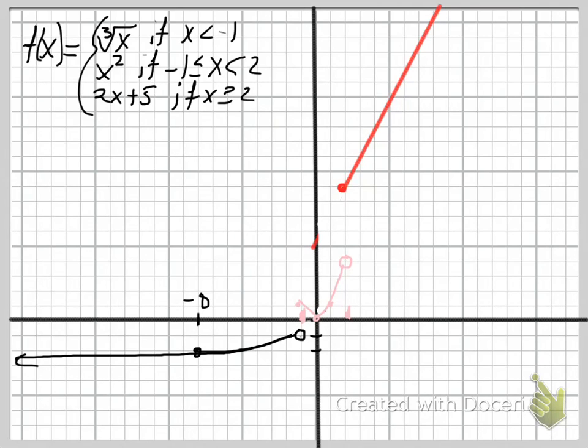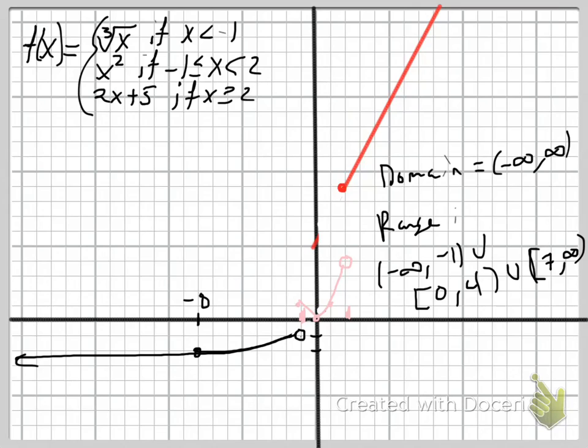So let's do the domain. Alright, so for the domain it's everything. Any real number is going to be either less than -1, or it's going to live between -1 and 2, or it's going to be larger than 2. The range is a bit trickier. It's low to high, and then we have to jump over any gaps. So over here, this arrow is going to indicate that we're going to slowly go down, and the lowest we're going to get is -infinity.